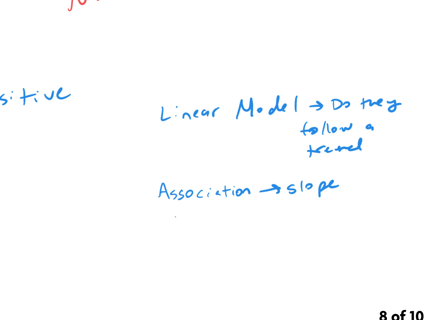In the same instance, when you have a positive association, that means as x increases, y also increases. And then for negative, as x increases, y is decreasing. Just like with slope, association is the same thing.